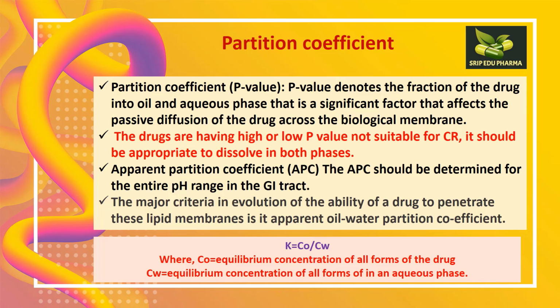Between the time that a drug is administered and the time when it is eliminated from the body, it diffuses through a variety of biological membranes that act primarily as lipid-like barriers. So this parameter is very important. And it is also said that the apparent partition coefficient is APC, and the APC should be determined for the entire pH range in the GI tract.